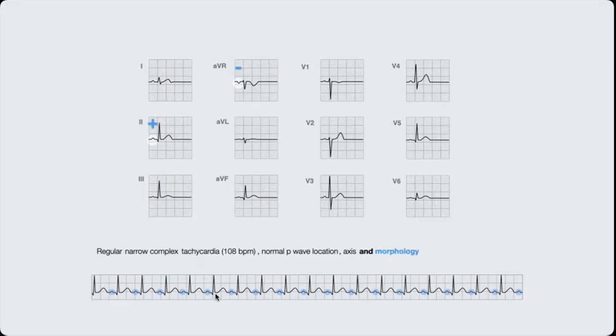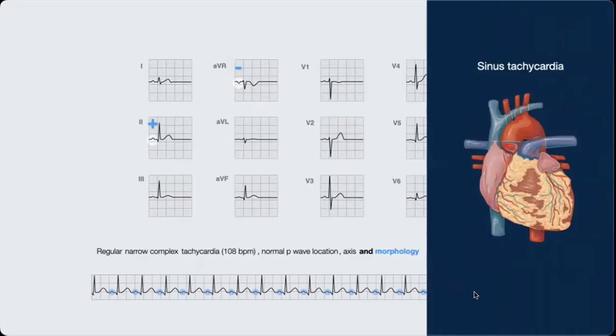So why is consistency important? When the P wave looks the same throughout the rhythm strip, what that implies to us is that the origin of the electrical activity is coming from the same spot, wherever that may be. And if the P wave changes, it implies that the origin changes with each atrial contraction. So here, what we can conclude now is that it's a narrow complex coming from above the ventricle.